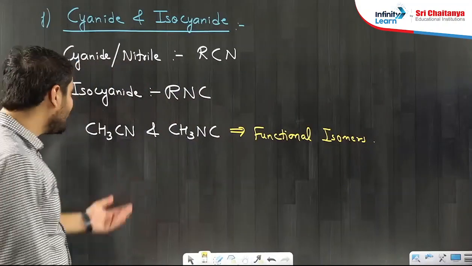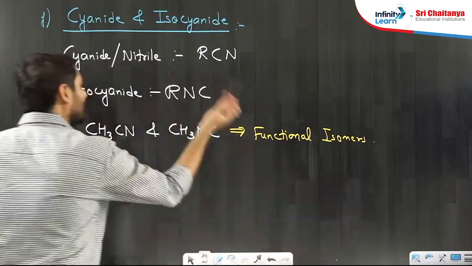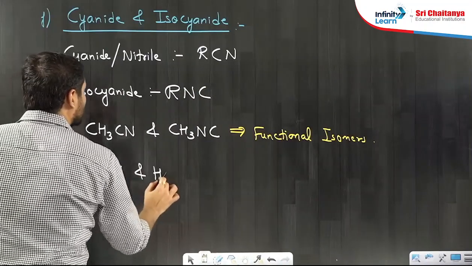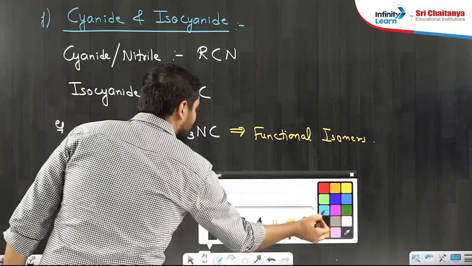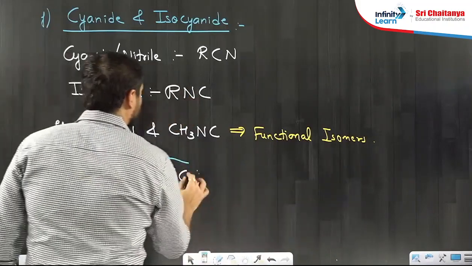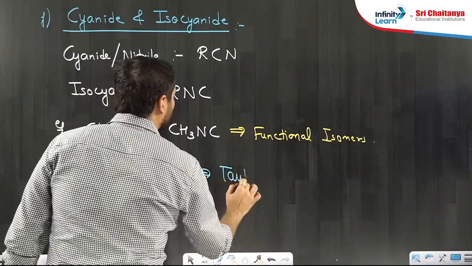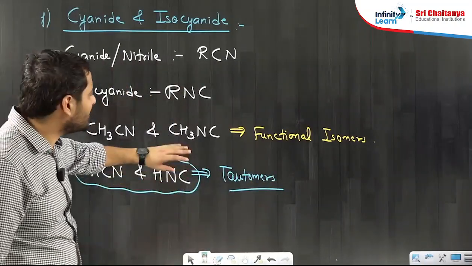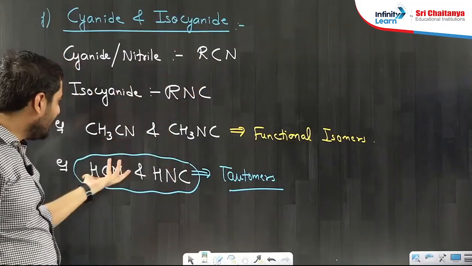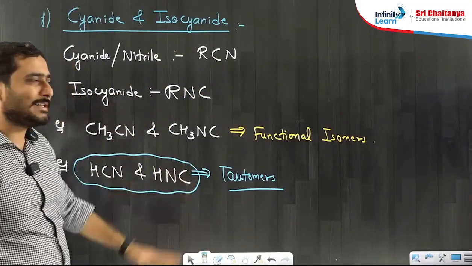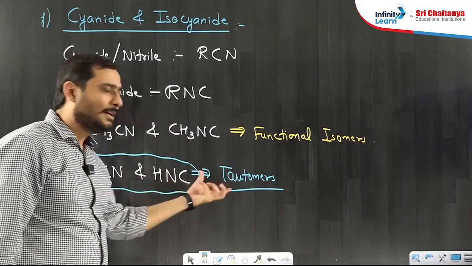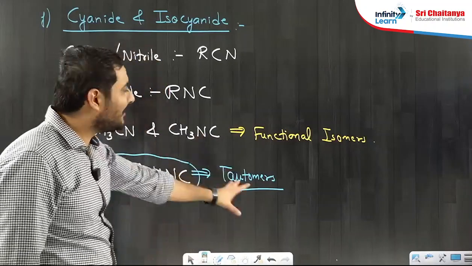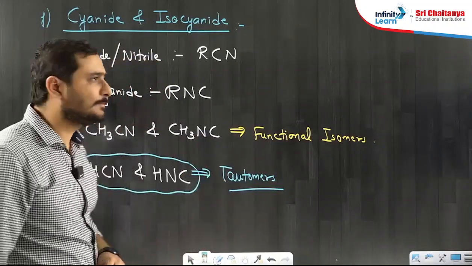Clear? And one special case will come which is called tautomers. Tautomers are a special case of functional isomer. So HCN and HNC. These are a special case which are also called tautomers. And tautomerism or tautomers is a special type of functional isomerism. So remember this example also, HCN and HNC, these are also cyanide and isocyanide. So they are also which type of isomer? Functional isomer. But the special name is they are tautomers of each other.